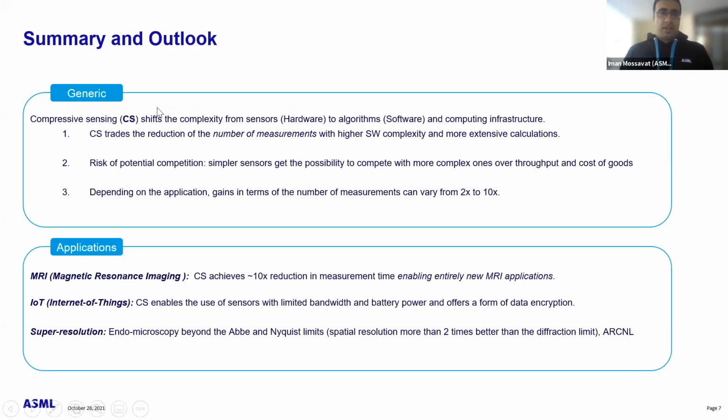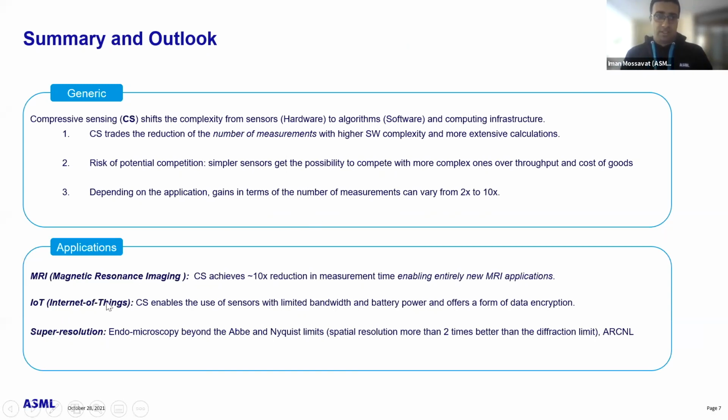So, on the summary and outlook, you trade off the number of measurements with higher software complexity and more extensive calculation. This has business impact, so you can have simpler sensors that get the possibility to compete with more complex ones. On the application, you can have a gain between 2-fold to 10-fold in terms of number of measurements or time.